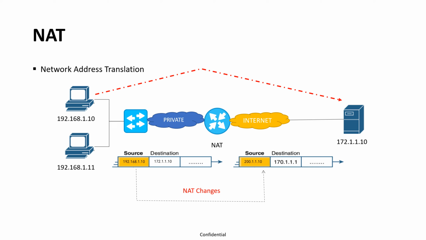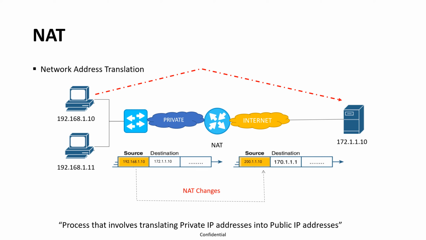NAT changes the typically private range addresses used inside an enterprise network into addresses from the public IP address space. In simple terms, NAT is a process that involves translating private IP addresses into public IP addresses. And this reduces the number of public IP addresses required by each organization or company.